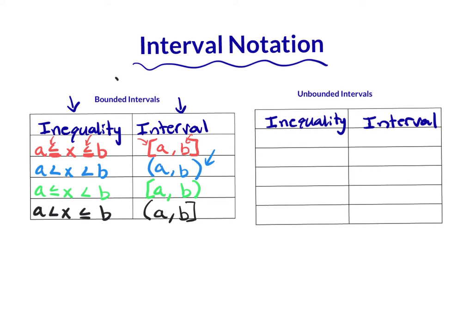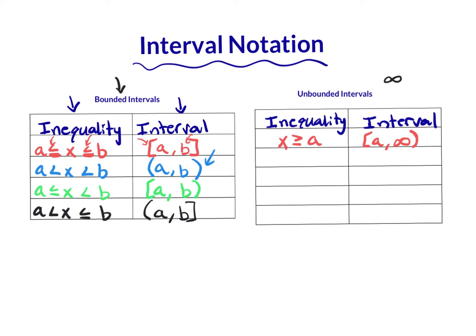Okay, so that was bounded intervals. Unbounded intervals: if something is not bounded, that means it has no bounds, infinity. So x is greater than or equal to a. It includes a, but then goes up and up forever to infinity. So it's a bracket that includes a, and then it goes to infinity, and you can never touch infinity, so you'll never have a bracket with your infinity.